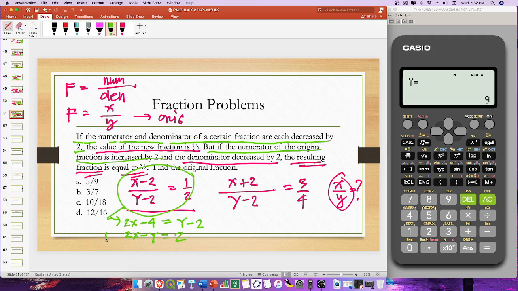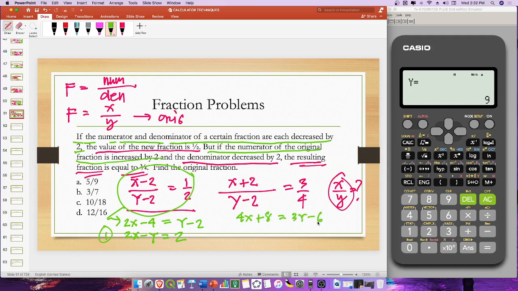Okay, I will label this as my equation 1, because later on we will be plugging in the values of the coefficients of the equation. So let's try the other equation. The other equation, when cross multiplied, will become 4x plus 8 is equal to 3y minus 6.